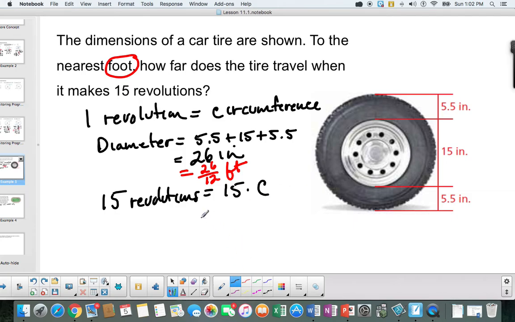So now I can go ahead and find 15 revolutions, which means I am going to take 15 times the circumference, which is pi d. And remember that my d is 26 over 12. So I'm just going to put all that in the calculator, and that'll round to 102 feet. So that's how far the tire will travel in 15 revolutions.